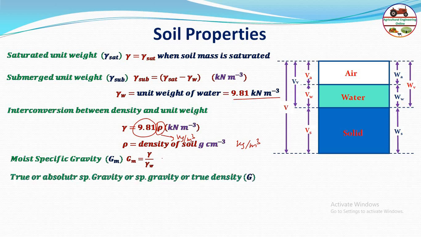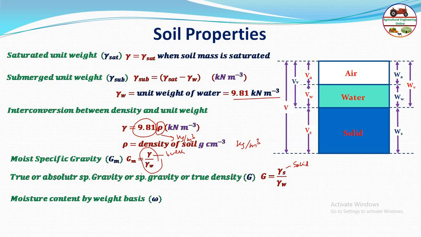Then true or absolute specific gravity, or specific gravity of true density, just like true density, will be equal to the solid unit weight divided by unit weight of water. This is the difference between the moist specific gravity and the true, or absolute, specific gravity. The difference is, instead of bulk unit weight, this is solid unit weight. So solid unit weight is always greater than bulk unit weight or dry unit weight.